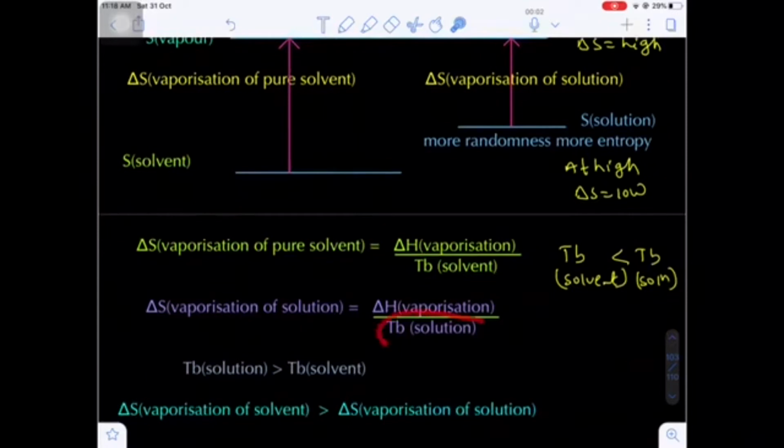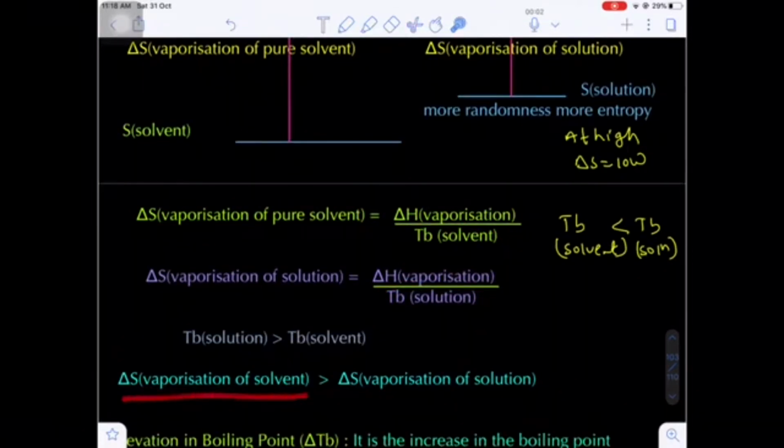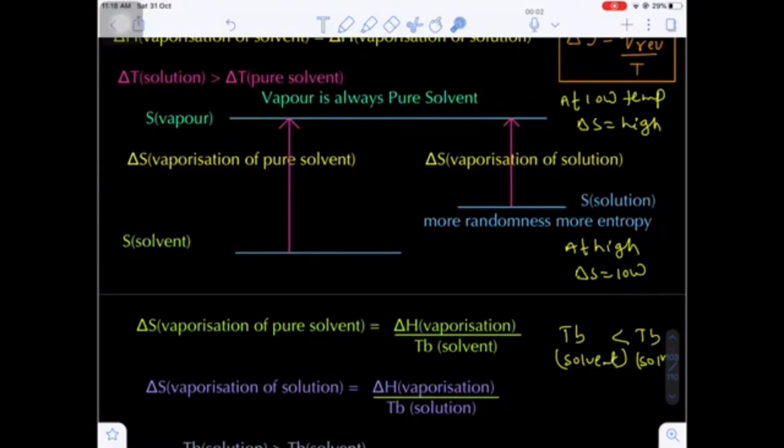We know the boiling point of a solution will be more. So in both the cases the numerator will be the same. That means we are supplying the same amount of heat energy. But here the boiling point of the solvent will be less as compared to the boiling point of the solution. That's why the change in entropy for the vaporization of a pure solvent is obviously greater than the change in entropy for the vaporization of a solution. Yes or no? From this diagrammatic representation also it is concluded. Here the change in entropy value will be maximum. Here the change in entropy value will be minimum. Are you getting my point?